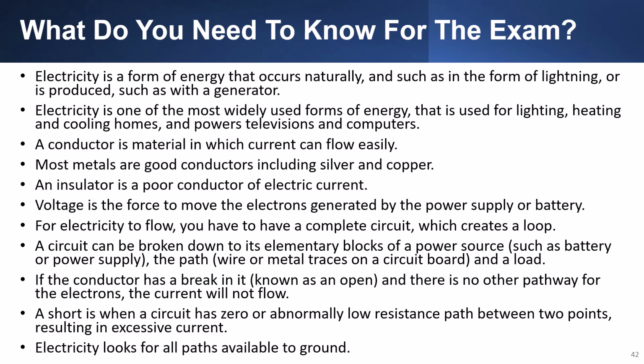If the conductor has a break in it, known as an open, and there's no other pathways for the electrons, the current will not flow. A short is when a circuit has zero or abnormally low resistance path between 2 points, resulting in excessive current. Electricity looks for all paths available to ground.